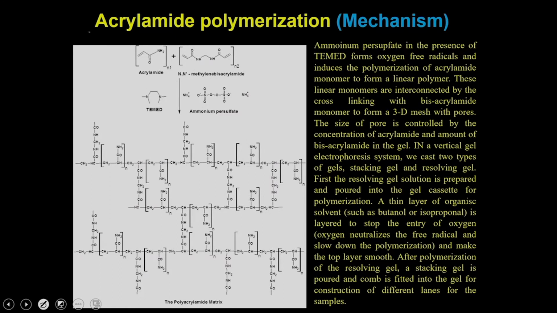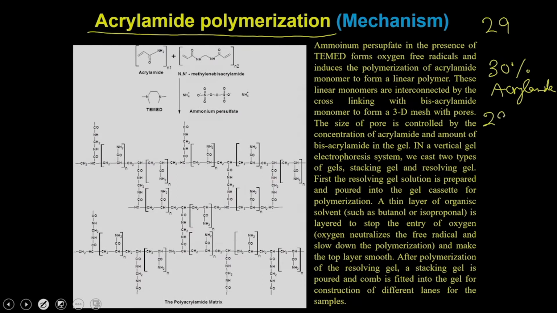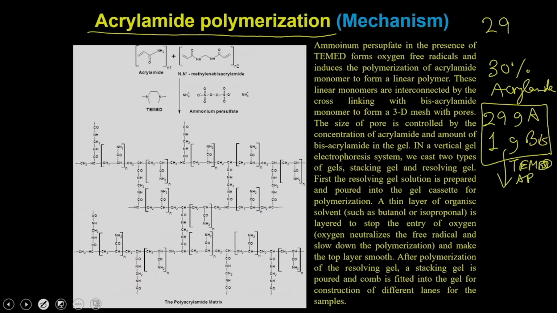Now, let us see how the acrylamide is going to be polymerized. What you do is you always make a gel solution, which is the 30% acrylamide solution. In the 30% acrylamide solution, you add 29 grams of acrylamide and 1 gram of the bisacrylamide. Keeping these together, when you add the TEMED and APS, that catalyzes the cross linking of the acrylamide monomer with the bisacrylamide.